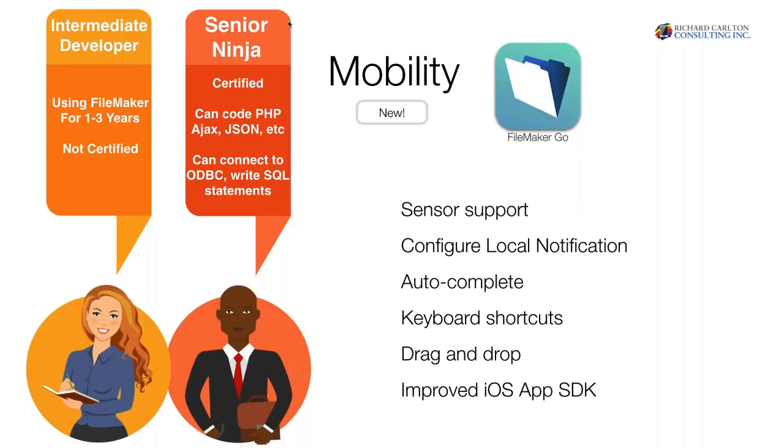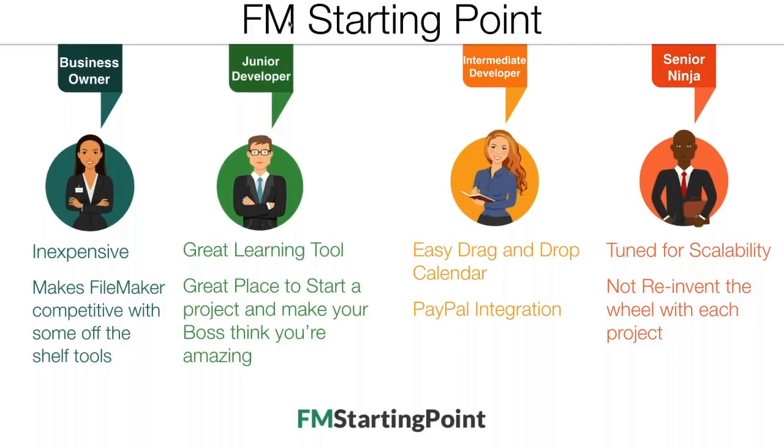Autocomplete is the ability where you're just typing in a field and it autocompletes based upon previous content that's in there. So once again, that's the FileMaker 17 launch. Some of you are here because you want to know about the new starting point. The new starting point is version 6.0.